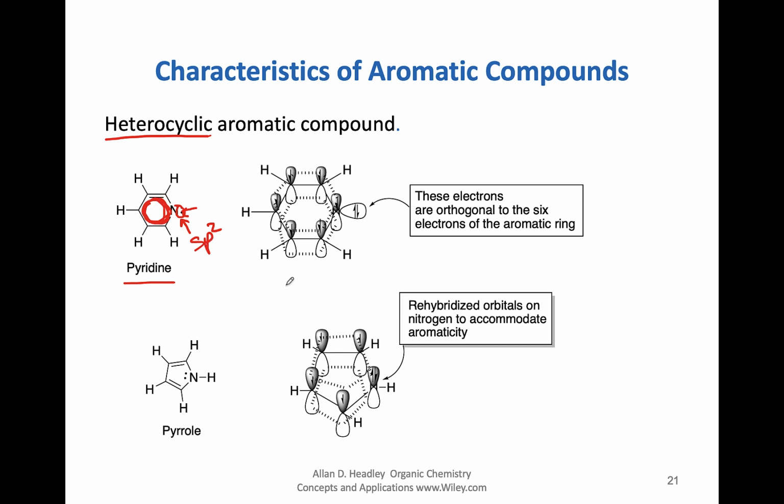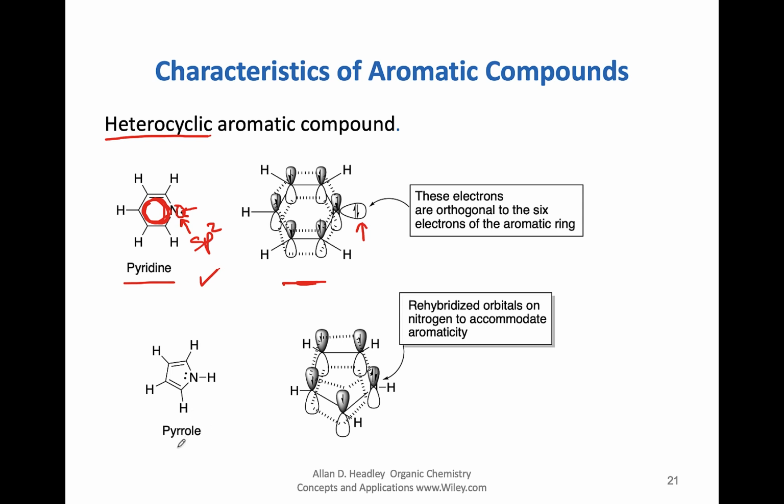Here's a representation. The 6 electrons of pyridine are in circulation, and the pair of electrons that are shown are orthogonal. Another term for that is perpendicular. These 2 electrons are not involved in the 6 electrons that are being delocalized. Therefore this molecule is aromatic.